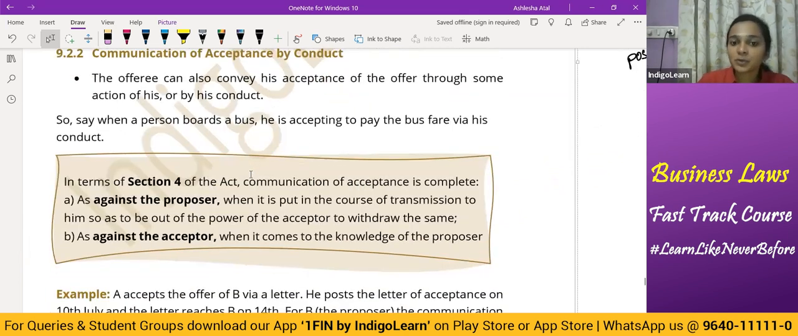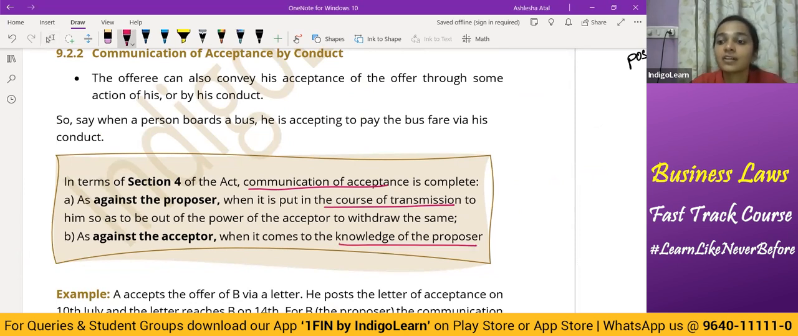So against the proposer, the communication of acceptance is complete when the letter is put into the course of transmission, and from the acceptor's point of view, the communication of acceptance is complete when it comes to the knowledge of the proposer, when the offerer comes to know about it.